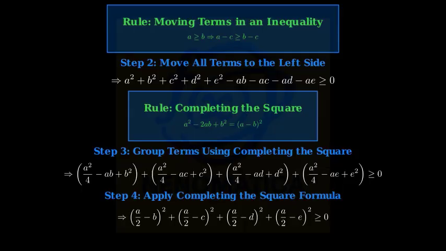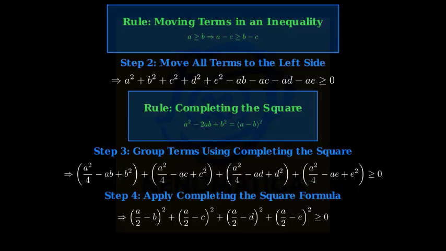For the first group to match the completing the square formula, the middle term should be negative 2 times a over 2 times b, which is negative ab. This matches our middle term exactly, so we can directly write this as the square of a over 2 minus b. We can do the same for all the other groups, leading to the sum of 4 perfect squares.